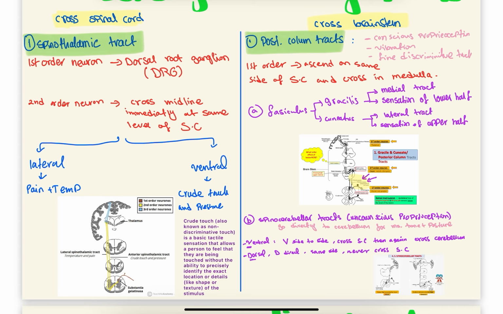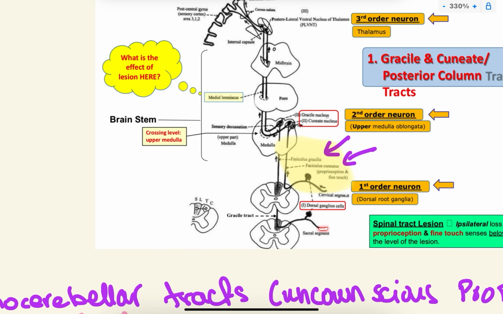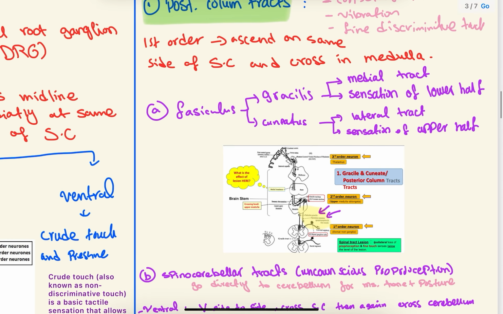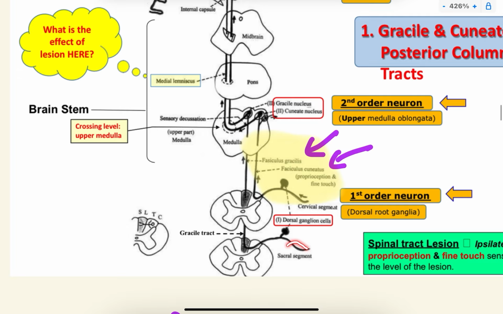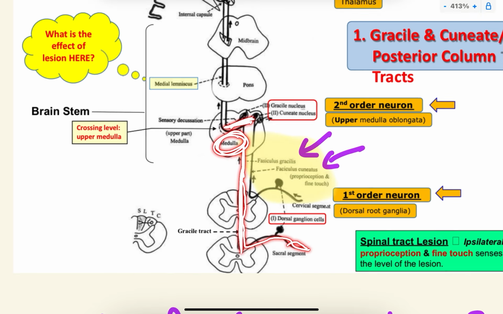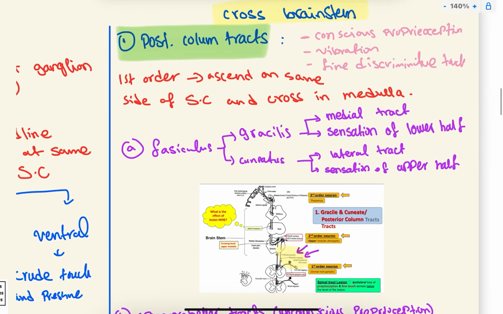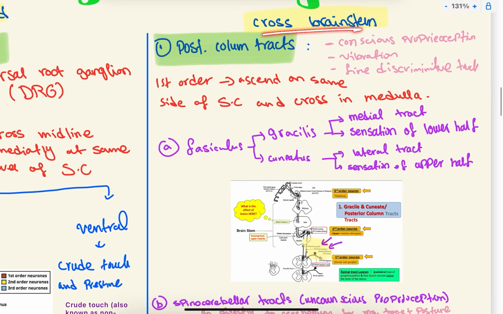Now again, let's talk about the first order neuron. The first order neuron, as we can see here, this is first order neuron. It will what? It will ascend on the same side of the spinal cord and then it will cross in the medulla. So if you take a look here, it's ascending, this first order neuron, ascending on the same side of the spinal cord, and then it's going to cross right here in the medulla of the brainstem. Okay, that's why I call it cross the brainstem.